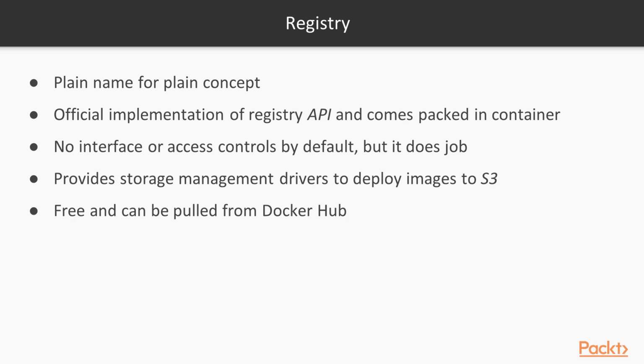The next one is Registry. This is the plain name for a plain concept. It is the official implementation of the Registry API and comes packed in a container. It has no interface or access controls by default, but it does the job. It also provides the storage management drivers so we can deploy our images to S3 or Google Cloud Storage buckets, as well as many other options. Registry is free and can be pulled from Docker Hub.